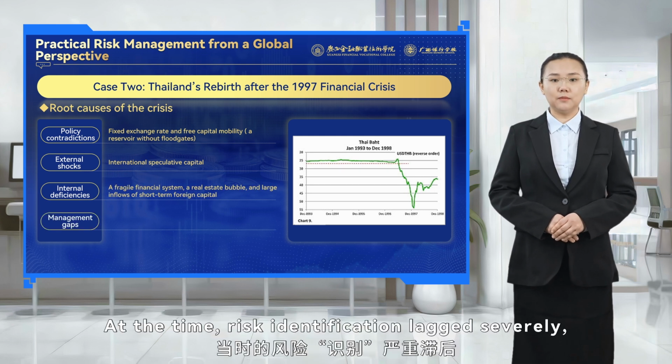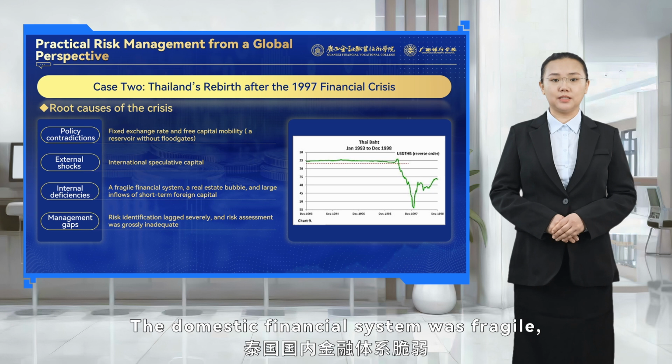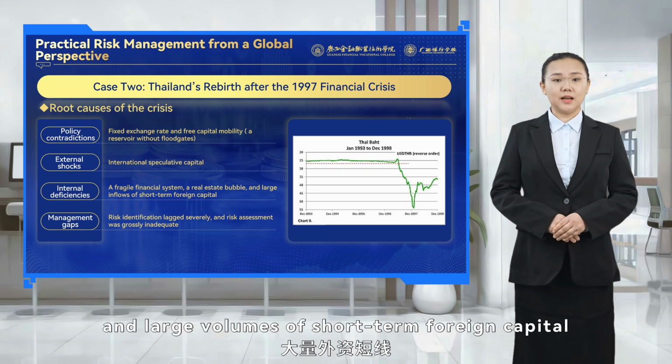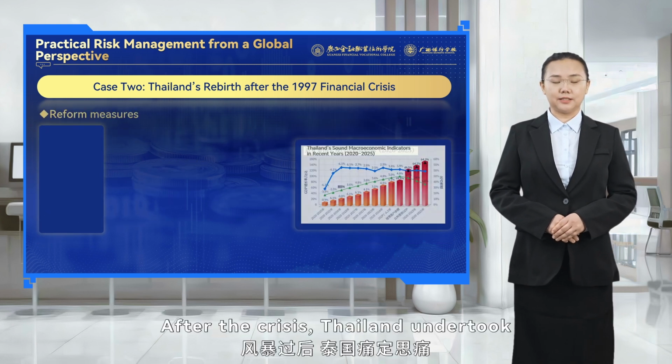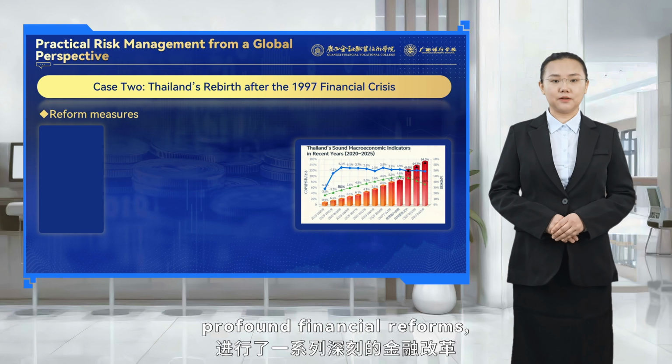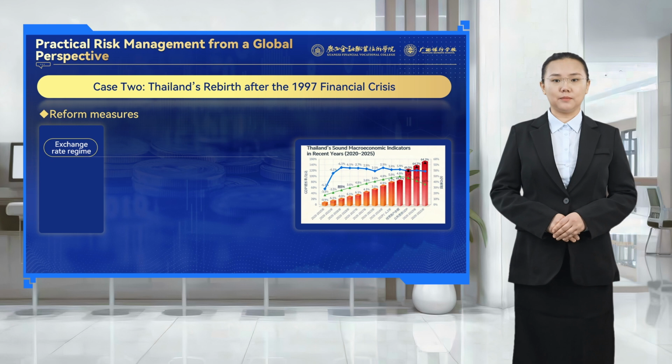At the time, risk identification lagged severely, and risk assessment was grossly inadequate. The domestic financial system was fragile, and large volumes of short-term foreign capital flooded into a real estate bubble. After the crisis, Thailand undertook profound financial reforms, representing a major management upgrade.